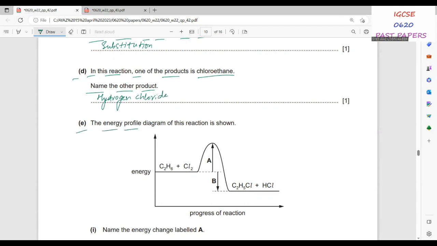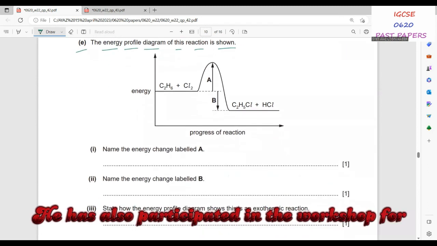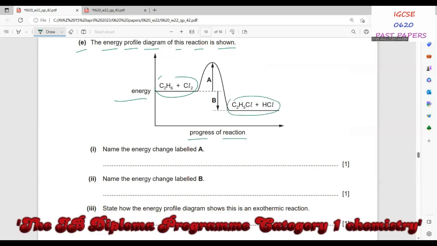Part E, the energy profile diagram of this reaction is shown. This is the energy profile diagram. On the x-axis, you have progress of reaction. On the y-axis, you have energy. These are the reactants, C2H6 plus Cl2, and the products will be C2H5Cl plus HCl. Number 1, name the energy change labeled A. This is activation energy. So I will write activation energy.